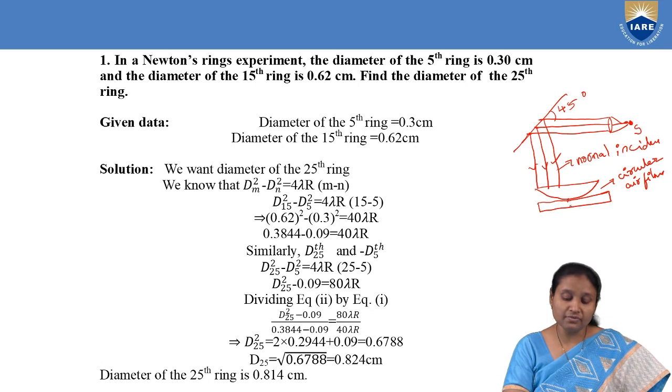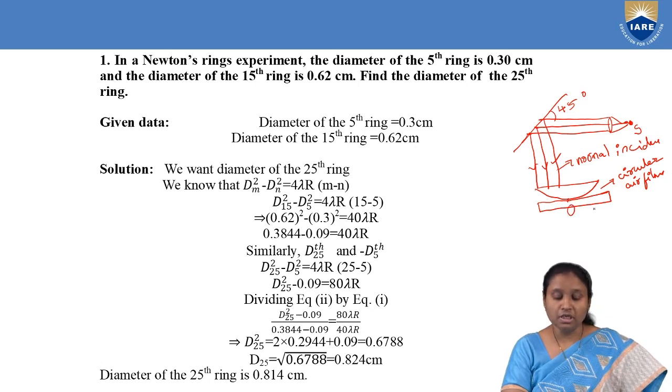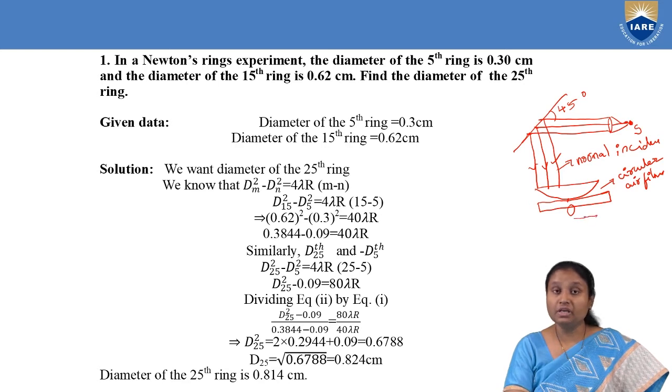Suppose we start from this point of contact O. At this point of contact of the lens and the plain glass plate, the thickness of the air film is 0. And when we move away from this point of contact, the thickness of the air film is going to increase. So here we are going to get a circular air film of non-uniform thickness.